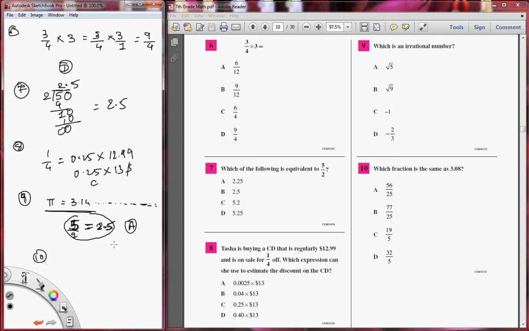Which fraction is the same as 3.08? So number 10, it will be 56. If you look at A here, that is around 2 point something. This one is around 4, very close to 4. This one is very close to 6. So this will be the answer. 25 times 3 is equal to 75 and 0.08. So B will be the right answer here.